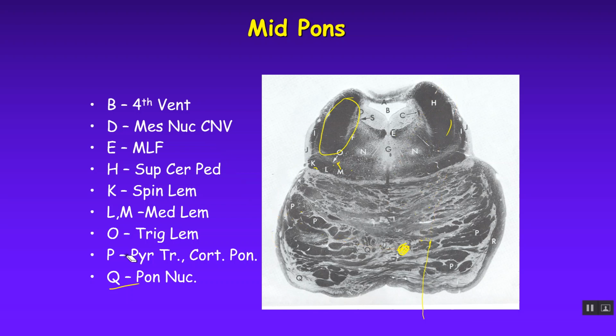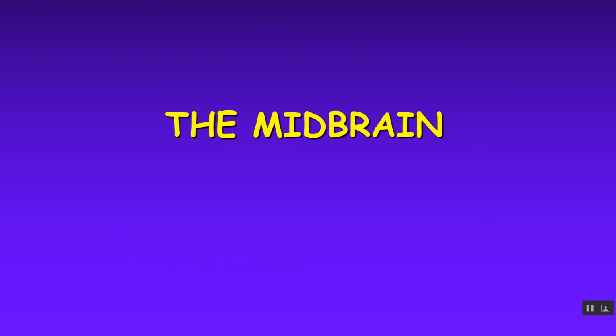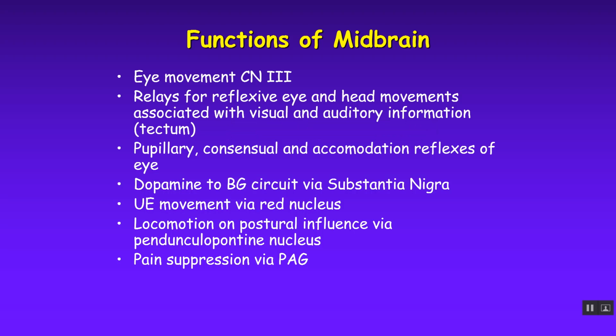So a little shorter list on this one. And then we only have one cross-section through the midbrain. So functions of the midbrain, eye movements, cranial nerve number 3, the nuclei for cranial nerve number 3 are there. Relays for reflexive eye and head movements associated with visual and auditory information, so the tectum, the superior and inferior colliculi are there. Pupillary, consensual, and accommodation reflexes are mediated at the midbrain level.